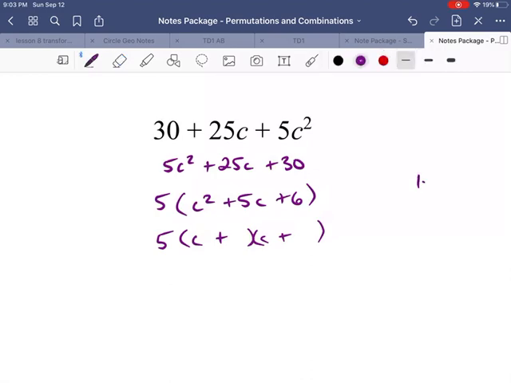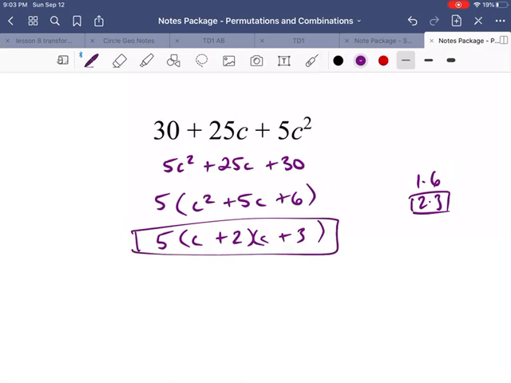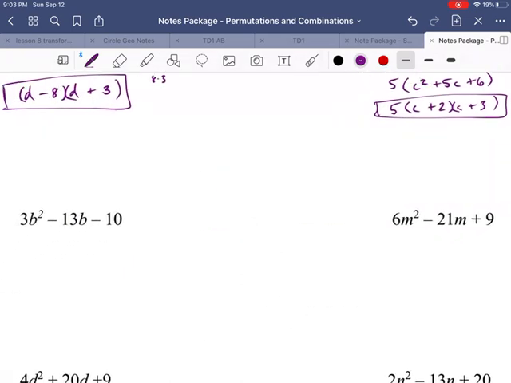How do I multiply to get to 6? 1 times 6, 2 times 3. The only way to add to 5 is going to be that 2 and 3. So 2 and 3, not 6 and 1.